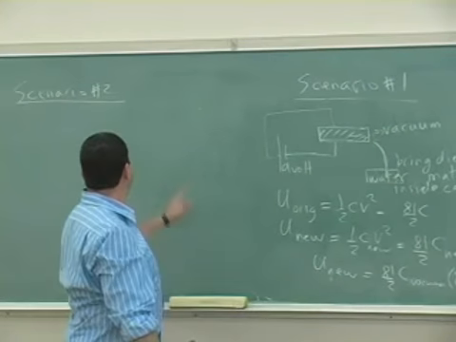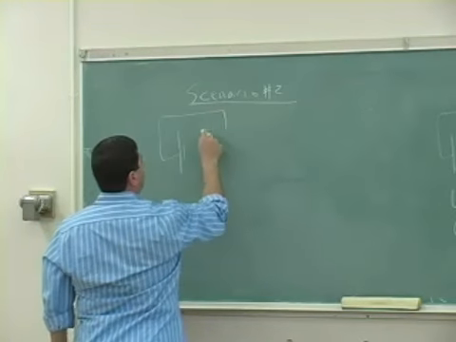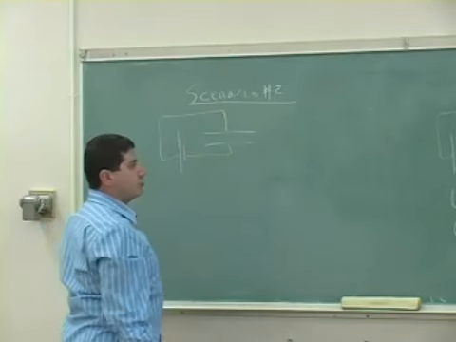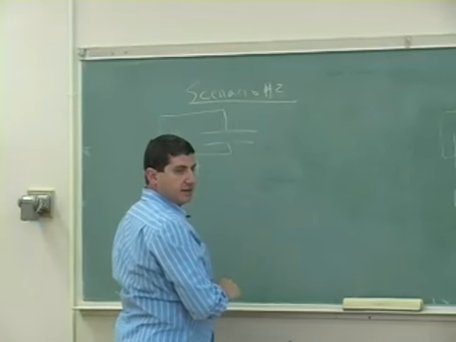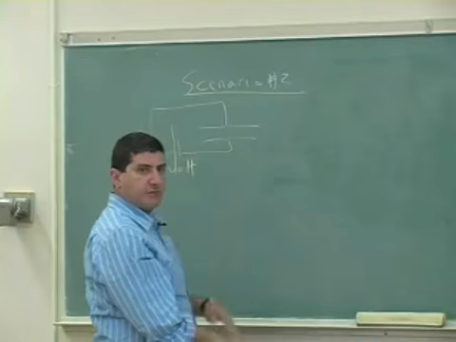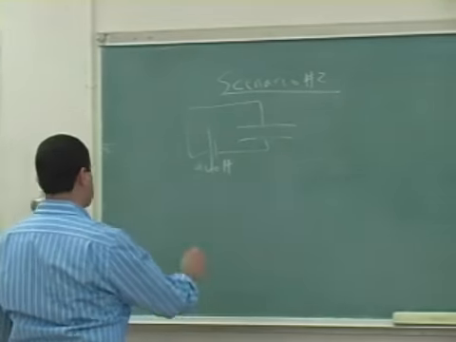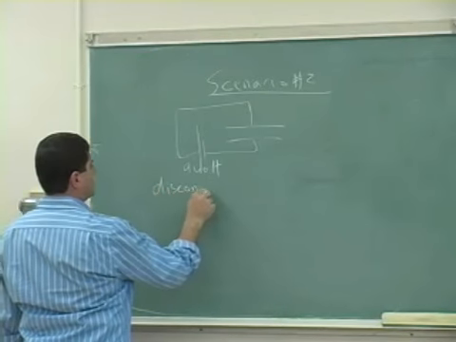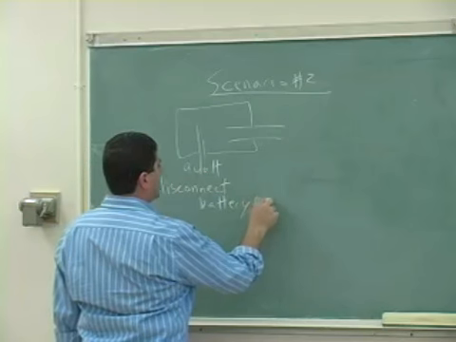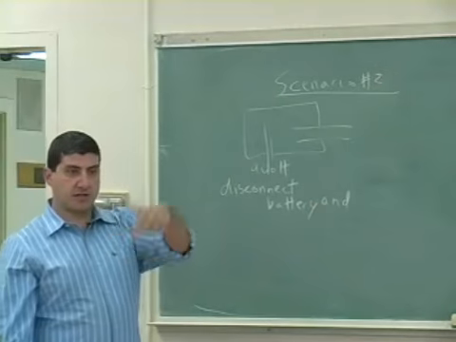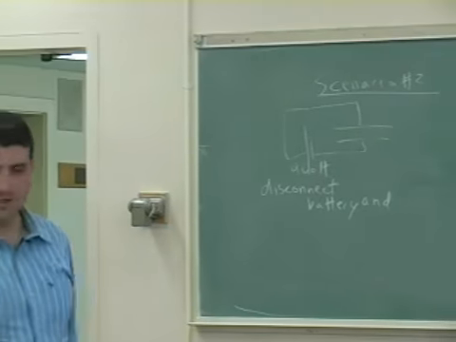Okay? How about scenario 2? Scenario 2 is I have a 9-volt battery. I connect it. I charge it up. But then I disconnect the 9-volt battery. Disconnect it. And now place the insulating material in it. Rubber or whatever it is.